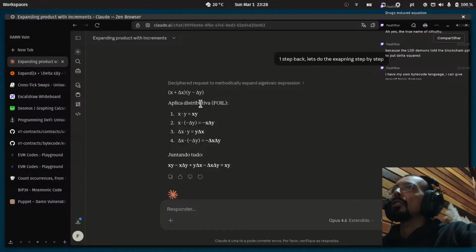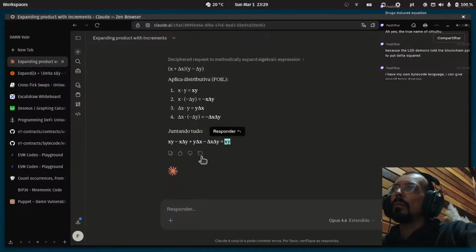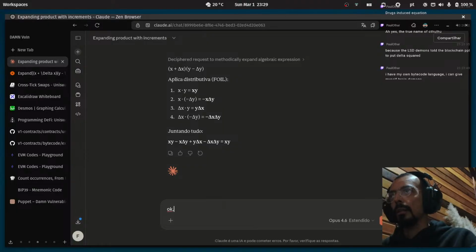Yes, distributive, FOIL. This multiplied by this, exactly. This multiplied by this, exactly. This multiplied by this. So I was correct. And this multiplied by this. All together, that cancels out if you want to put 0. And then we're going to take one this, like this. Okay, continuing.